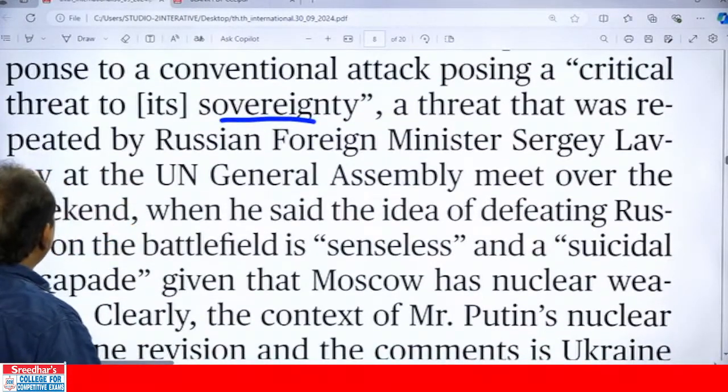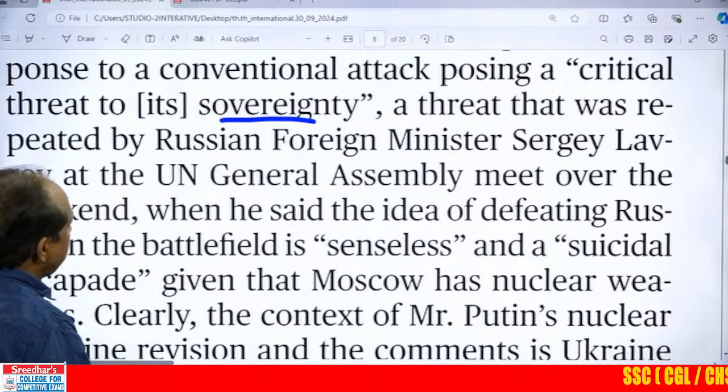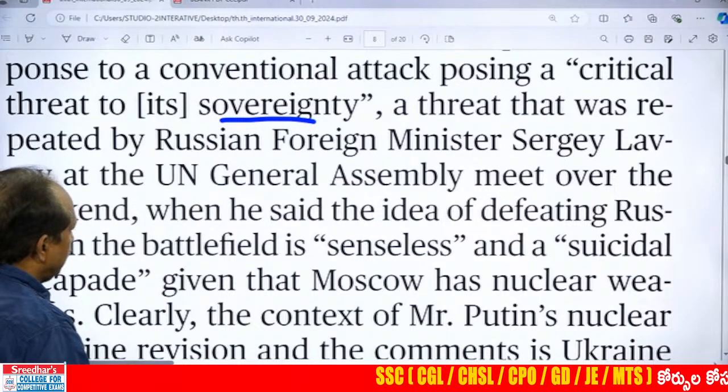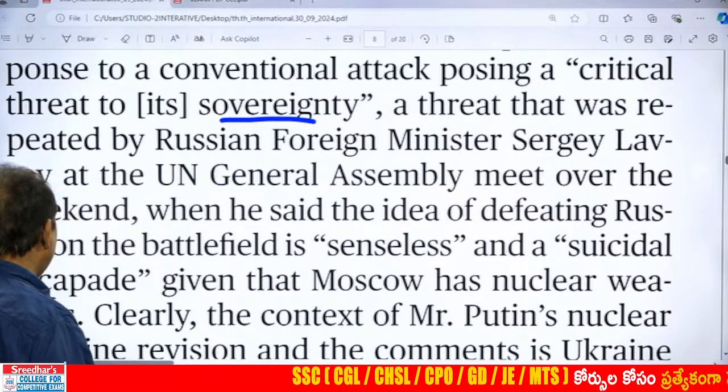A threat that was repeated by Russian Foreign Minister Sergei Lavrov at the UN General Assembly meet over the weekend, when he said the idea of defeating Russia on the battlefields is senseless and a suicidal escapade.